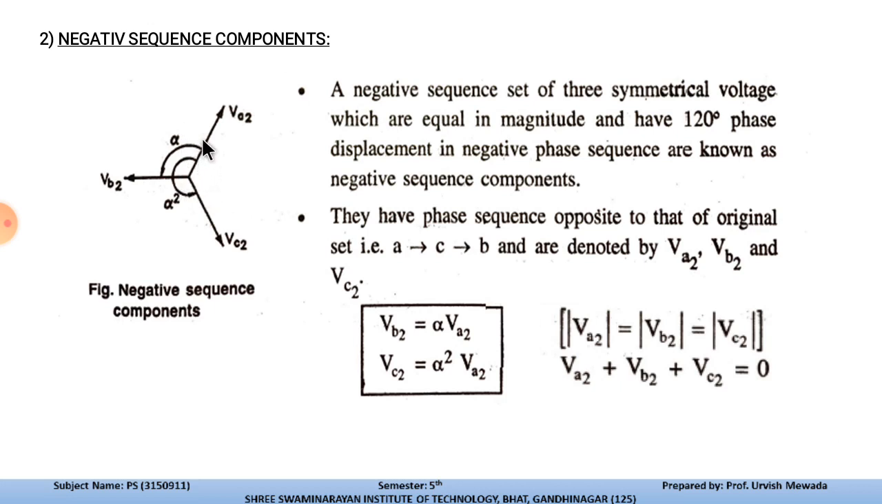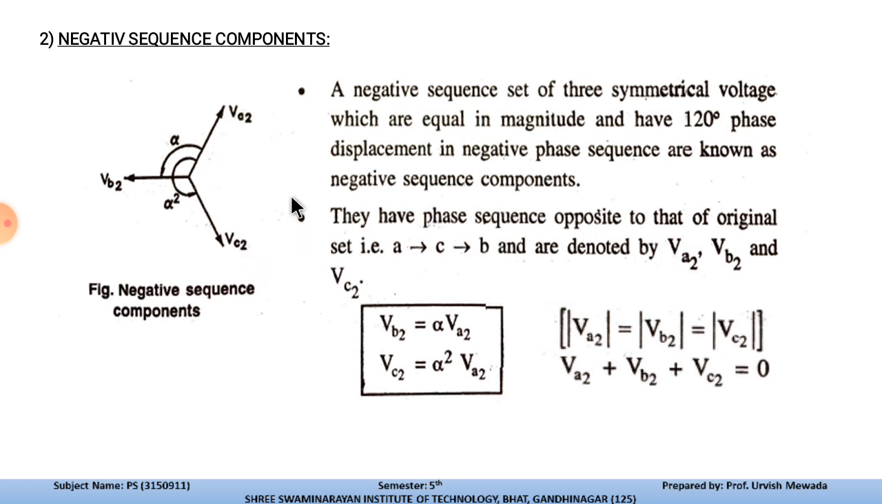In the negative sequence we have changed the placement of the phasors. In the negative sequence all the magnitudes of these phasors will remain the same, but they have 120 degree phase displacement, and this negative phase sequence is known as the negative sequence component. We have just interchanged the placement of two of the phases. In the case of positive sequence we have ABC, in this case we have ACB. They are denoted by VA2, VB2, and VC2.